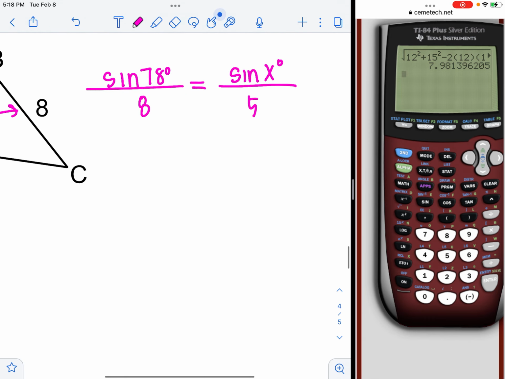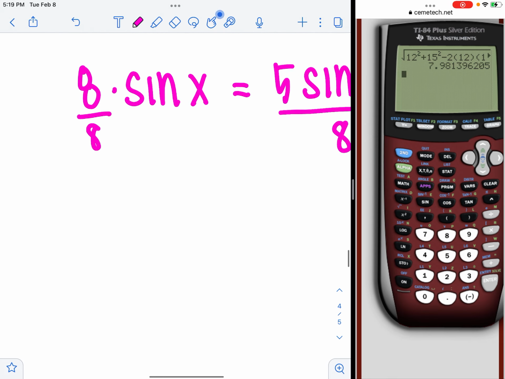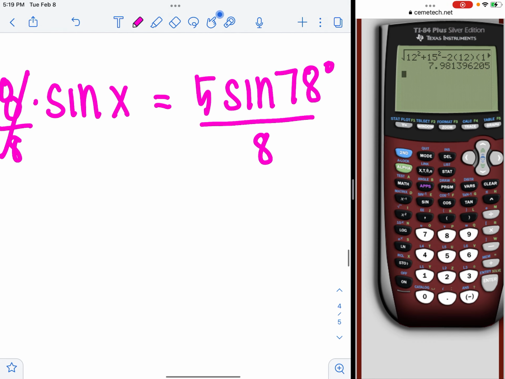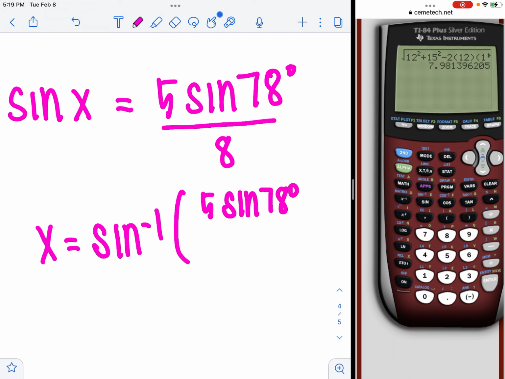All right, time to solve for that angle x. Let's cross multiply. 8 times the sine of x is equal to 5 times the sine of 78. All right, I need to get x by itself, but it's attached to that sine. I can't get rid of that sine until I get rid of this 8. That's multiplication, so I'm going to divide by 8. These 8s cancel. To get rid of that sine, I use sine inverse. So I'm going to sine inverse both sides, and I have sine inverse of 5 times the sine of 78 over 8. x equals, and now I'm ready to type this in my calculator.